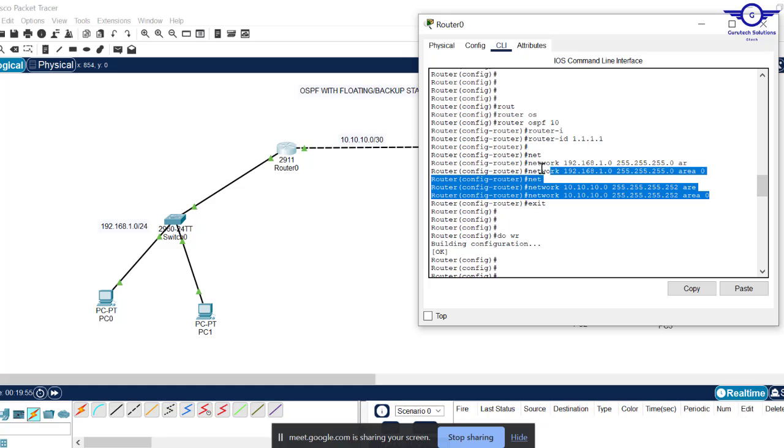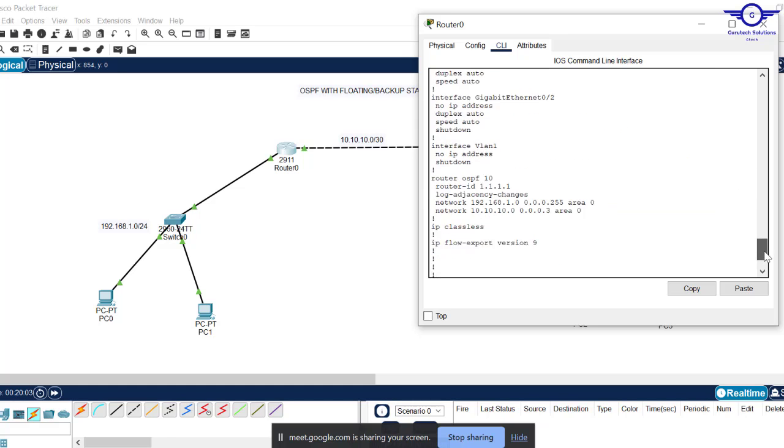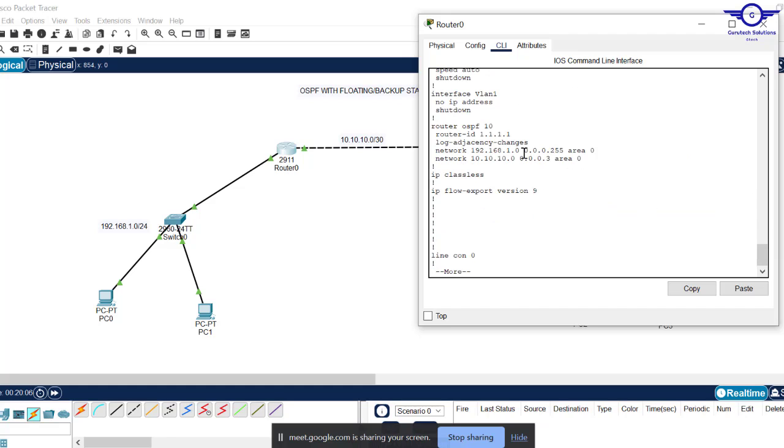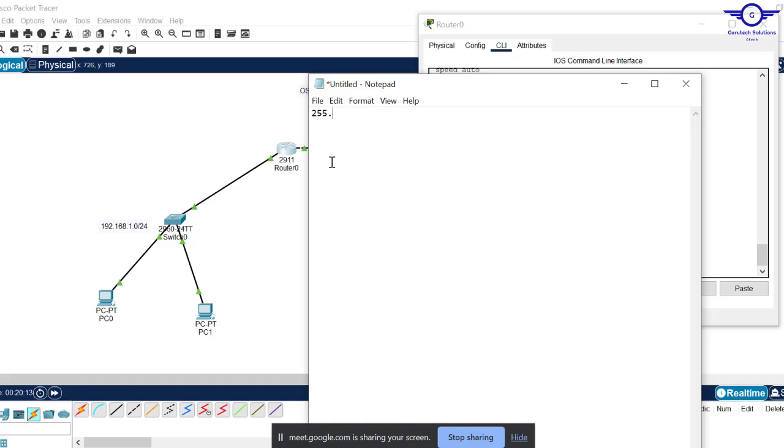So I'm trying to tell you that when you are configuring OSPF, try to use wildcard mask. I came up with this concept first because I just want you to know what subnet wildcard mask is. So this is what is called wildcard mask. Wildcard mask is the inverse of subnet mask. So if subnet mask is 255.255.255.0, then let's say this is subnet mask.